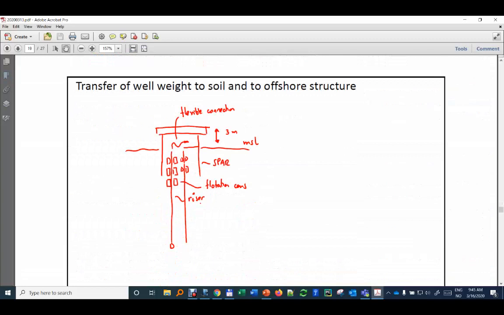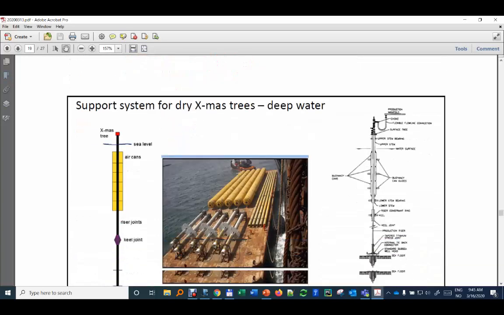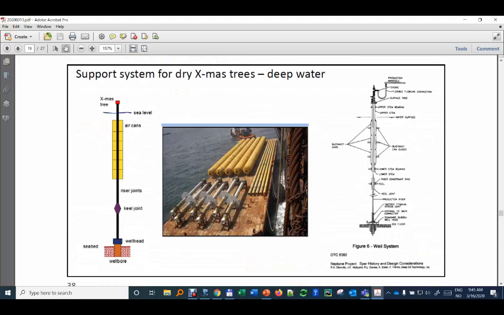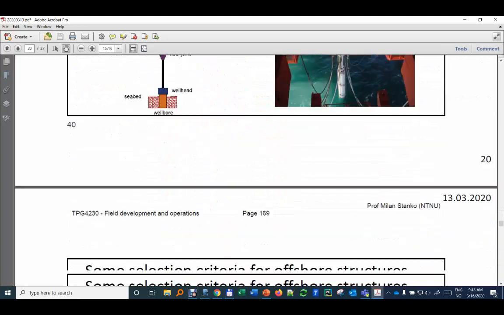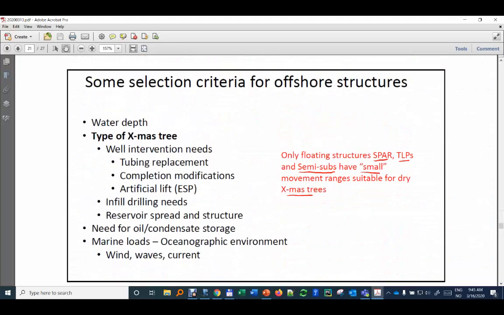Like in this case, if you have a spar and it's moving up and down, then you have some flotation cans that keep the riser up, and then you have a flexible hose that is connecting the well to the manifold, the production manifold, for example. We went through this already. There are different support systems. You can read more about it on the slides and in my compendium.